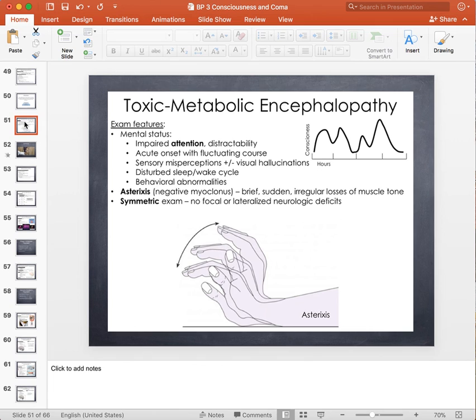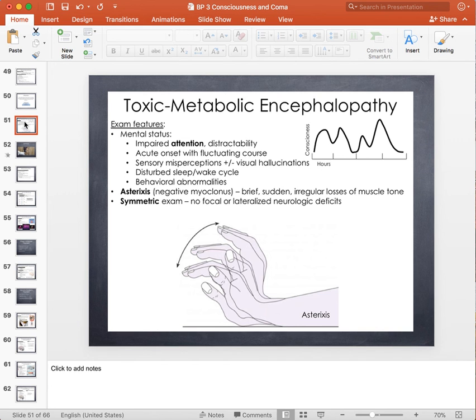Wide awake. So fluctuations are key. These people are subject to sensory misperceptions and also frank visual hallucinations that can be quite complex. The sleep-wake cycle breaks down. People are up at night, sleeping through the day, and because of all this confusion, they can act out, perceiving threats that aren't real, things of that nature.